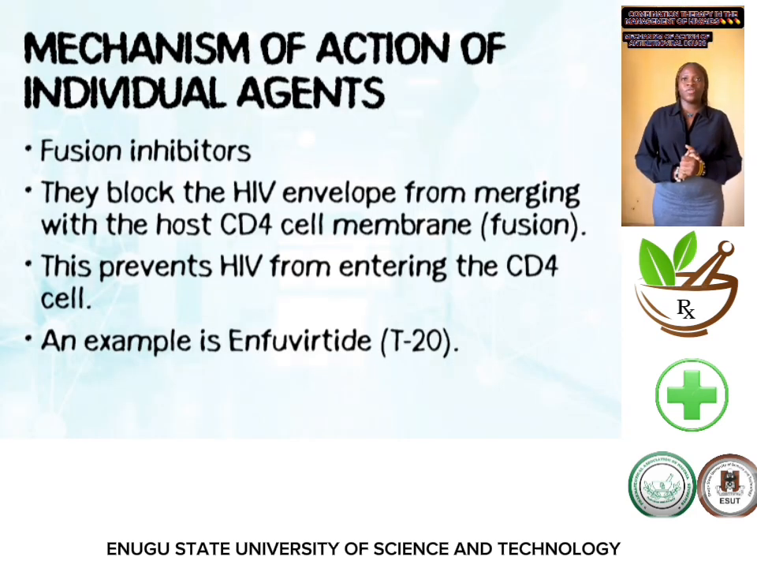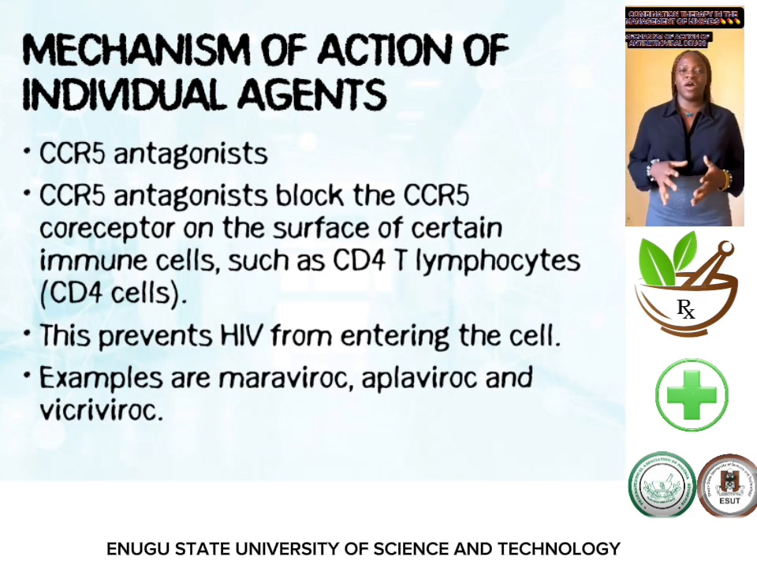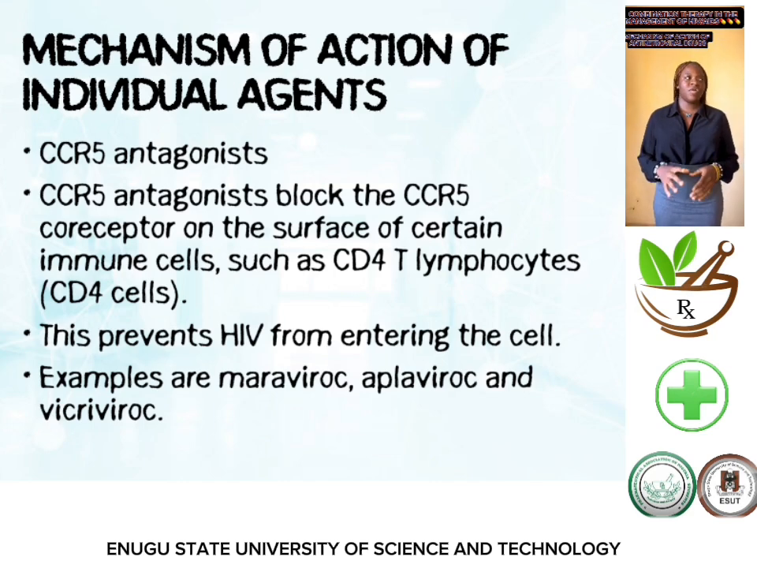The fusion inhibitors prevent the HIV envelope from merging with the host CD4 cell membrane. Then they prevent the HIV from entering into the cell. Next, we have the CCR5 antagonists. The CCR5 antagonists prevent the CCR5 co-receptor from appearing on the surface of the cell, and they prevent the HIV from binding to the CD4 cell.